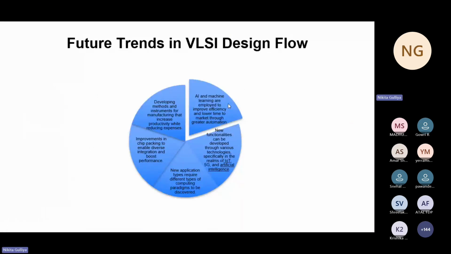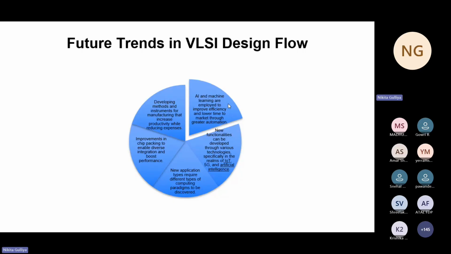Looking at some future trends in VLSI design, one major trend is the increasing use of AI and machine learning in design automation. These techniques help improve efficiency and reduce time to market through better optimization and automation.